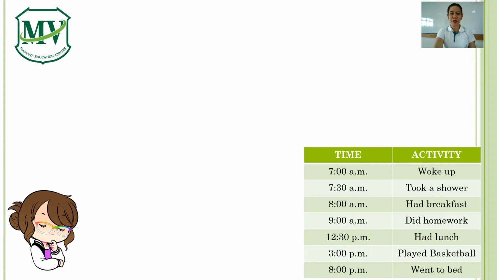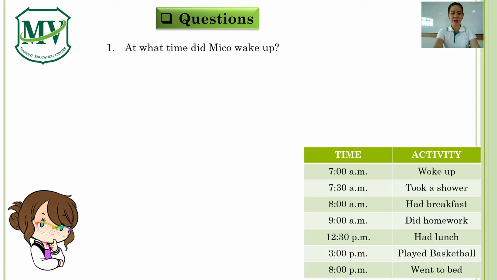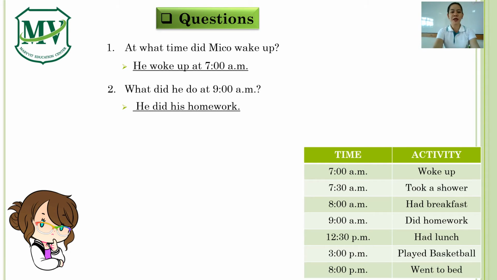Let's try to answer some of the questions from Miko's activity. Question number 1. At what time did Miko wake up? Very good. He woke up at 7 a.m. Question number 2. At what did he do at 9 a.m.? Look at the timetable. Good job. He did his homework.